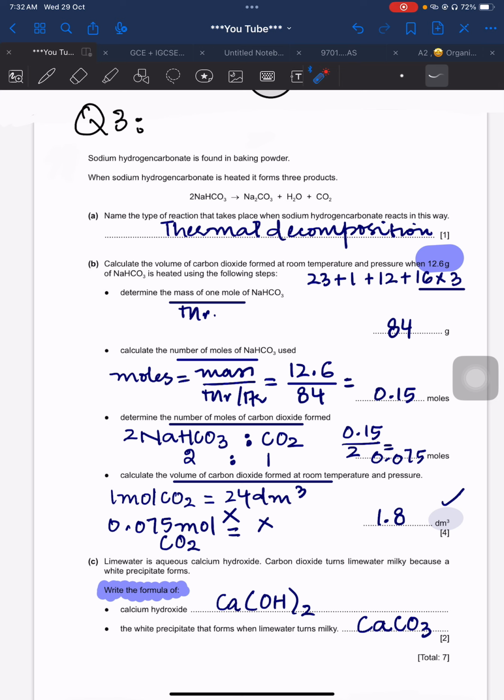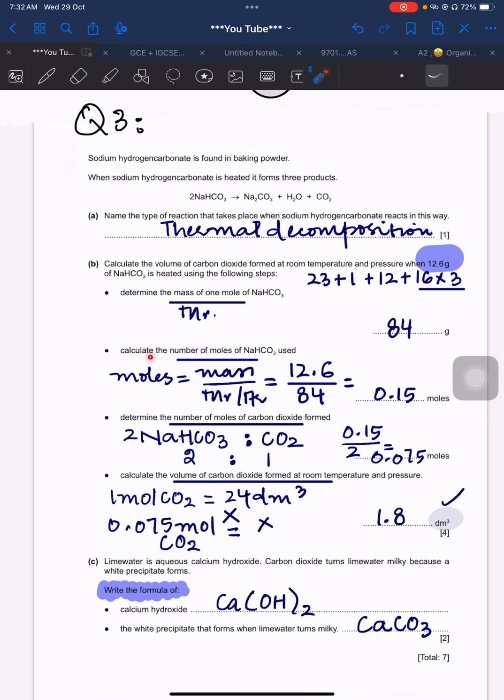Let's see the number one point. Determine the mass of 1 mole of NaHCO3. It means he is asking about the Mr value, relative molecular mass. 23 for sodium, 1 for hydrogen, 12 for carbon, 16 times 3 for oxygen. The total is 84.